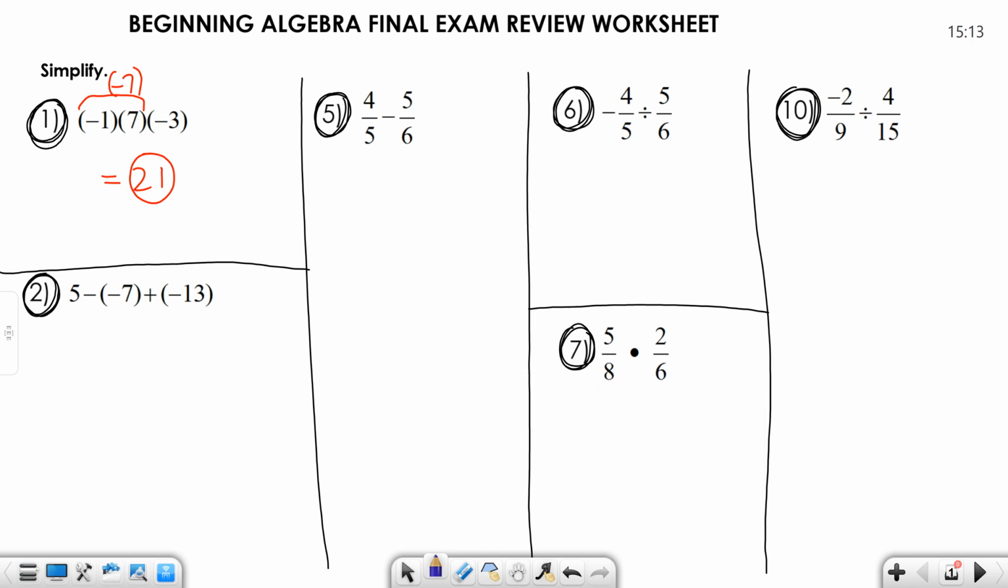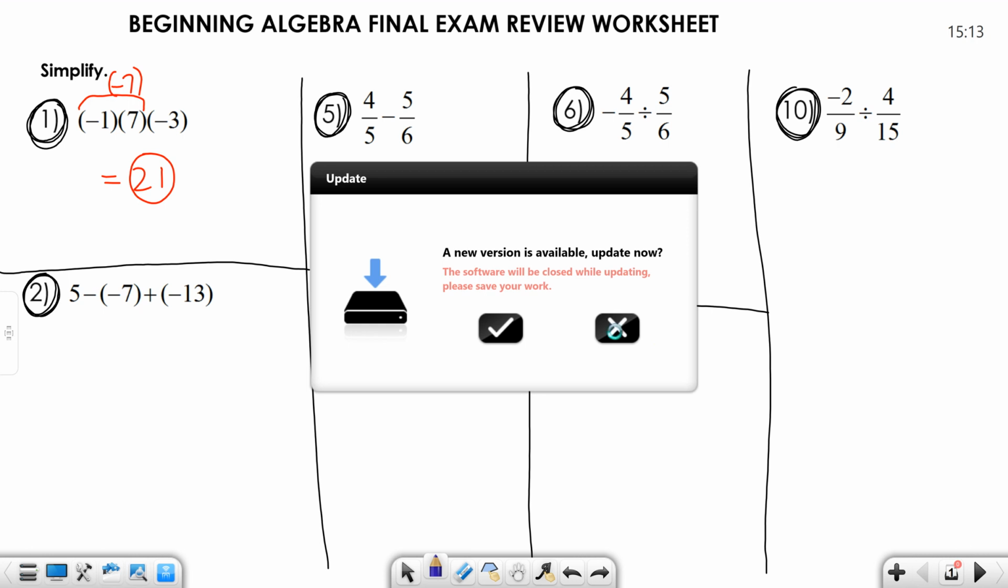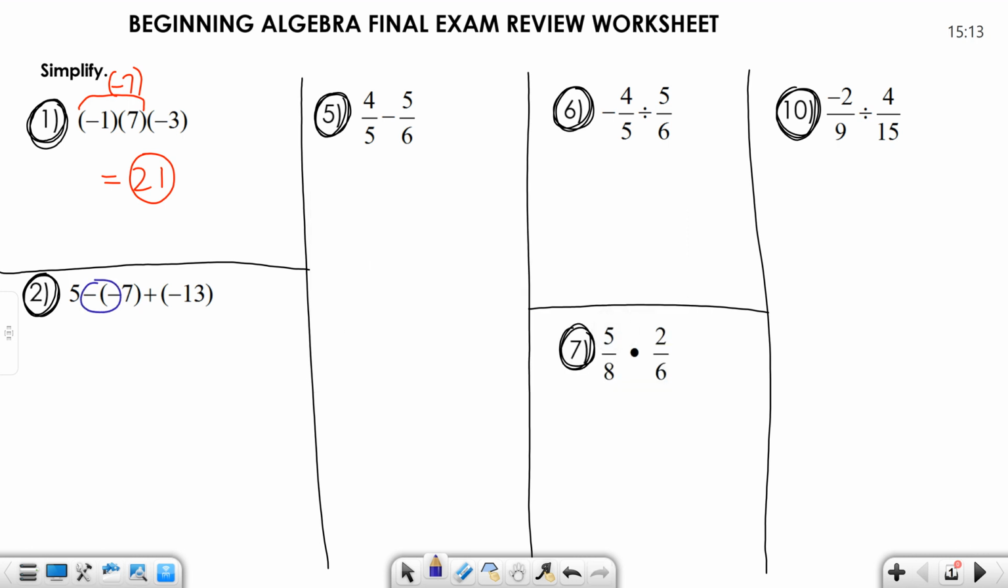So let's go to number 2 here, just underneath it. 5 minus -7 plus -13. If you notice in number 1, there's nothing between the parentheses. That tells me I'm multiplying. But here, there's a minus sign and a plus sign between the parentheses. Those are not being multiplied. You are taking 5, and then you have minus a -7. This separates a new term, and it's minus a negative, okay? So if I subtract a negative, that really means plus.